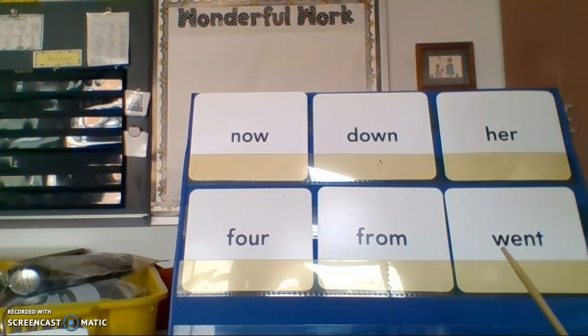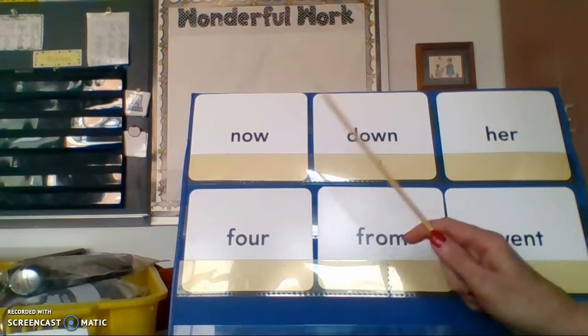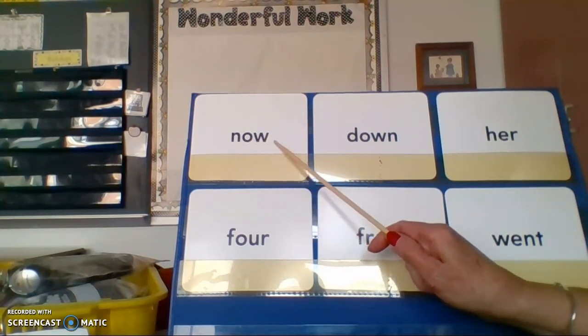All right. I spy with my little eye a word that has 4 letters, has a short E, and is the opposite of stay. Did you say went? Good. Let's spell it. W-E-N-T, went. All right, this is the last one. I spy with my little eye a word that has 3 letters and rhymes with cow. Did you say now? All right, let's spell it. N-O-W, now.